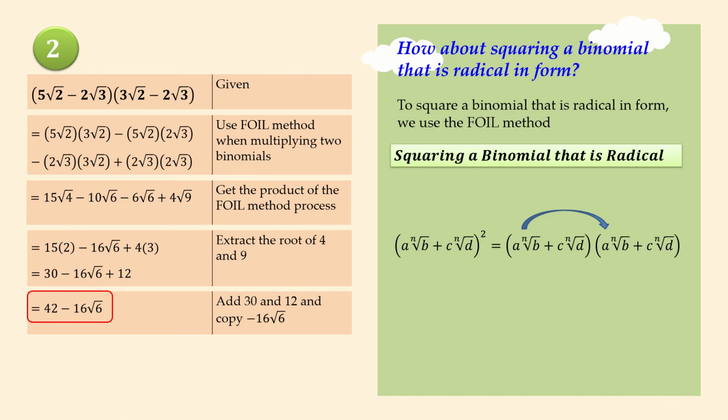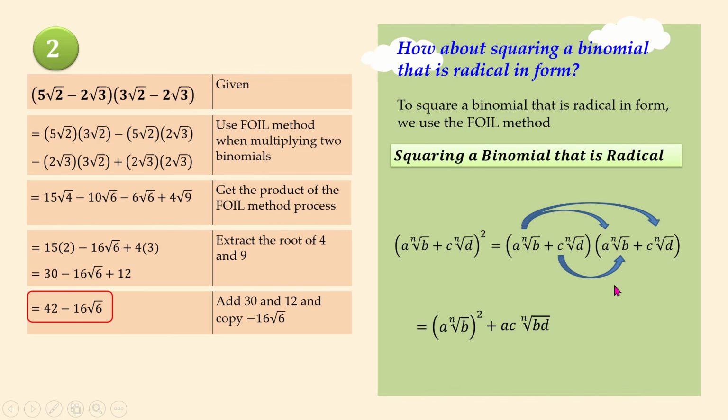First term and first term. Since they are the same, it's just like squaring that first term. So the square of the first term, and the square of the first term is the first term times itself. Outer: a nth root of b times c nth root of d. Therefore, a times c, b times d.